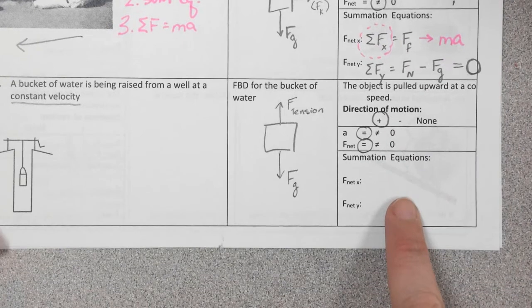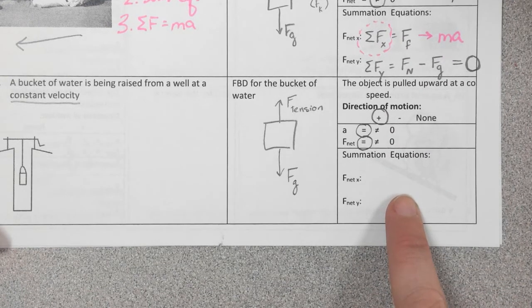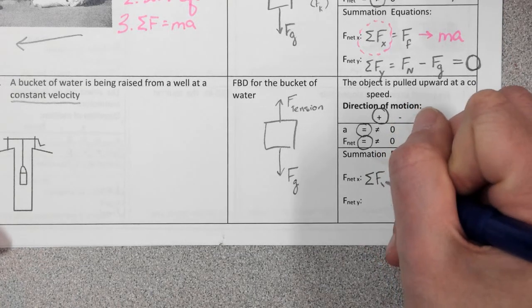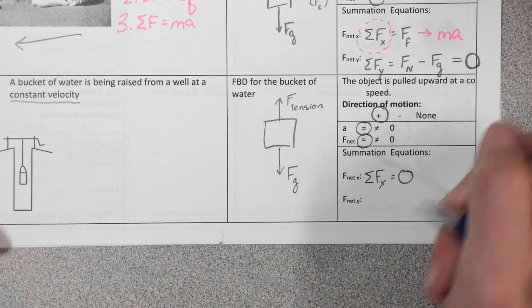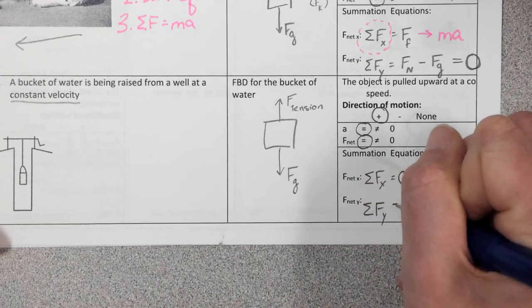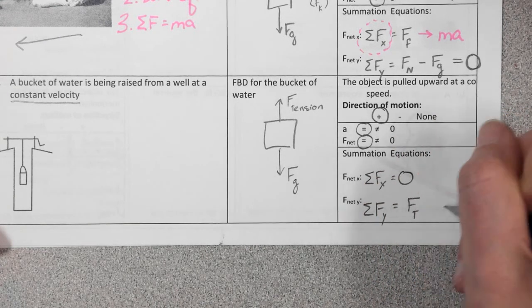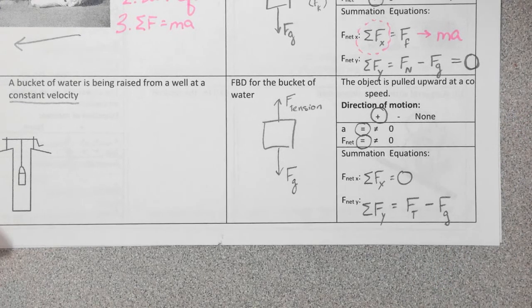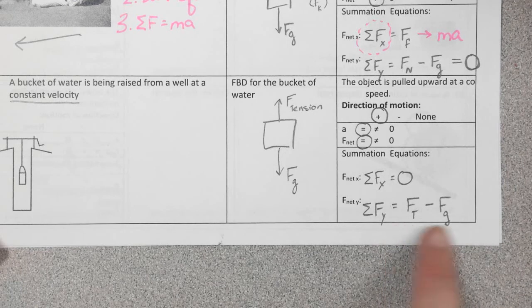Any forces in the x direction? None. In the y direction, we have the force of tension going up minus the force of gravity going down. Will those combined equal 0? Like, force of tension minus force of gravity, will that equal 0?